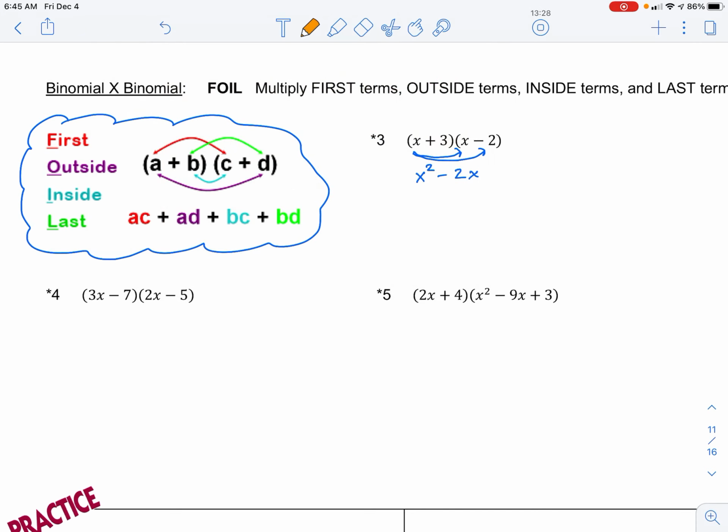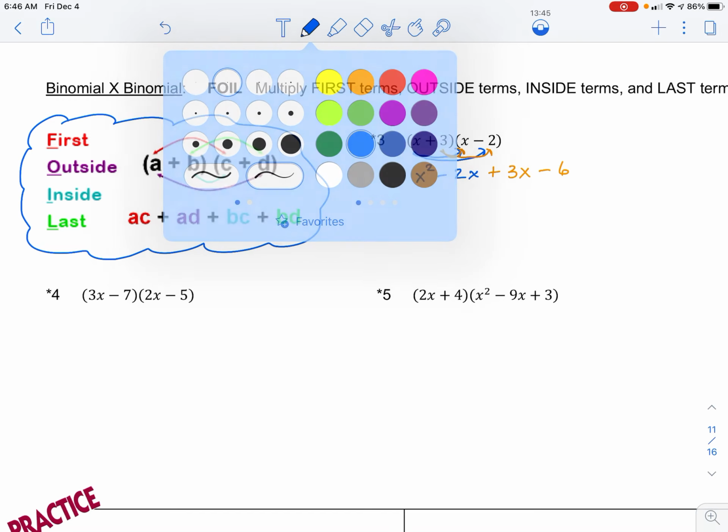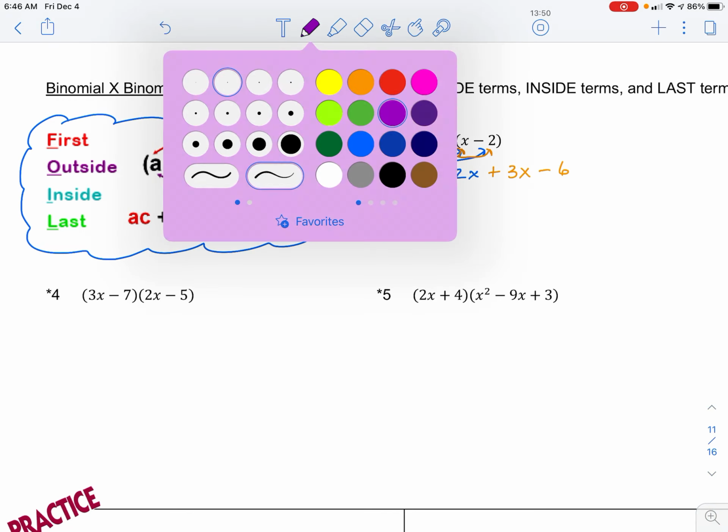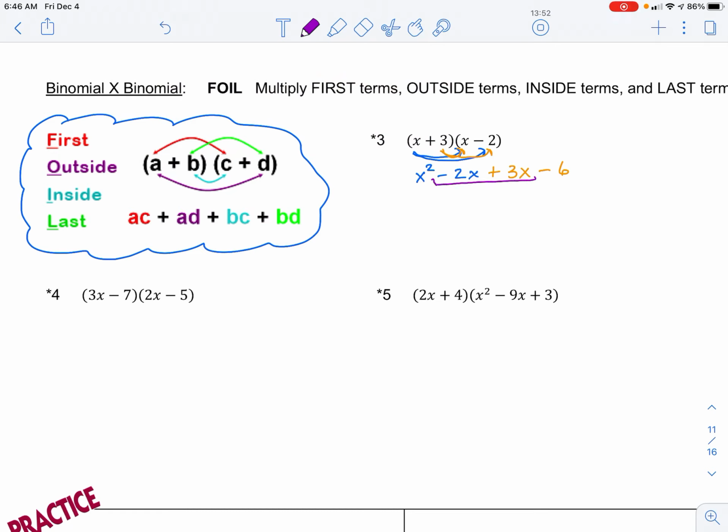Let me change my pencil. Then I take the inside terms, 3 times x, and I get 3x. And then I take 3 times negative 2, and I'm going to get negative 6 or minus 6. So I have a couple terms here that I can put together. Those would be these two right here. So my final answer would be x squared plus x minus 6.